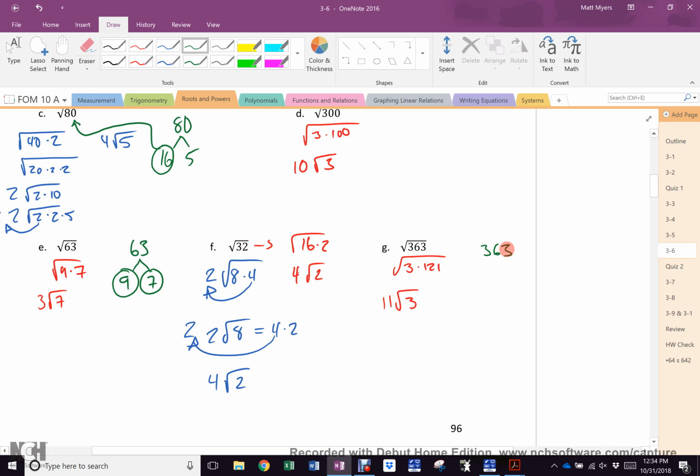363 obviously divides by 3, doesn't it? 3 goes into 3 once, goes into 6 twice, goes into 3 once. And maybe you still don't see, oh, that's a perfect square. So you break it down to 11 and 11. There's your pair, out it comes. And you make a wish at 11:11.